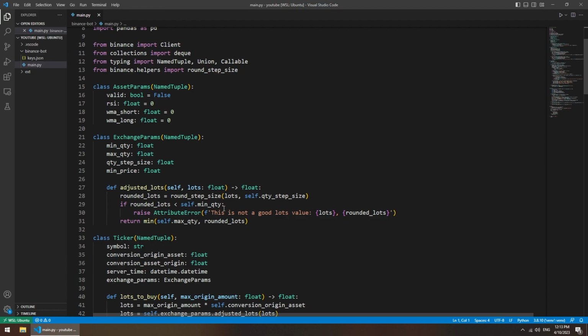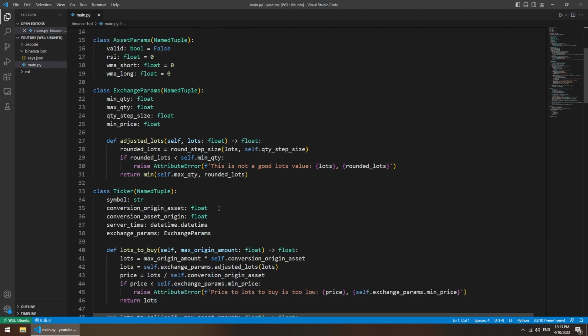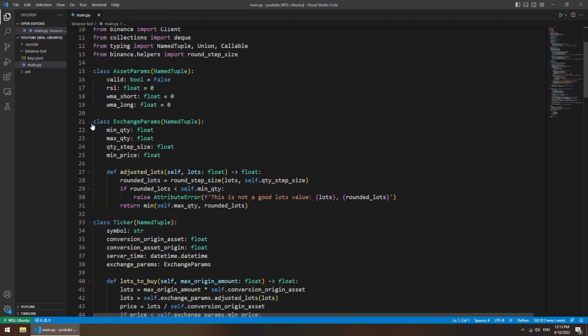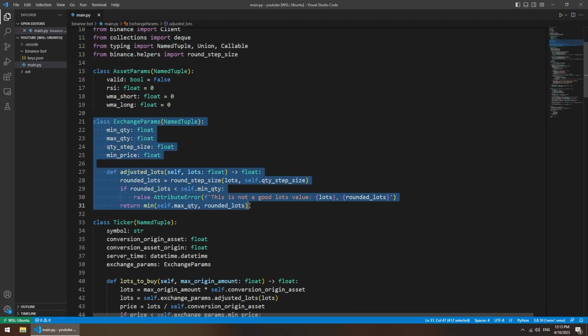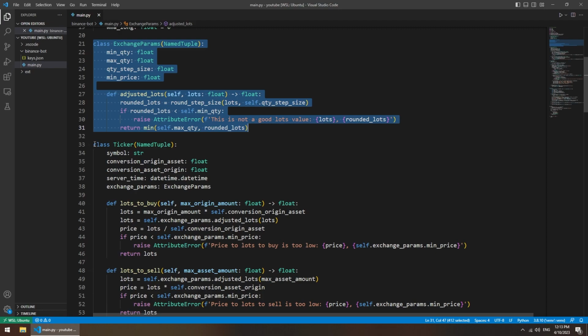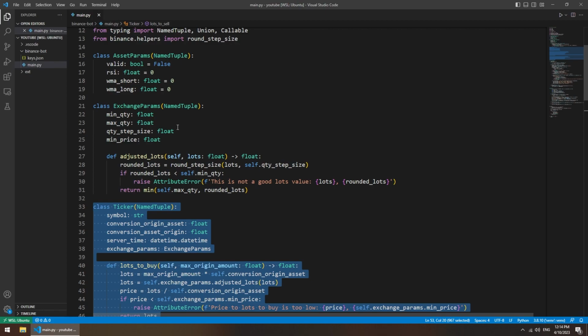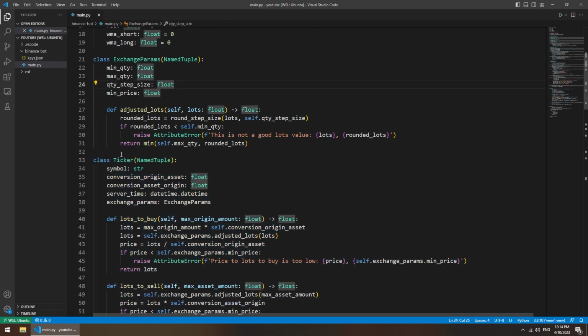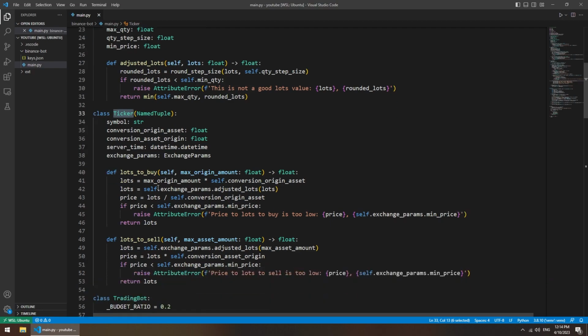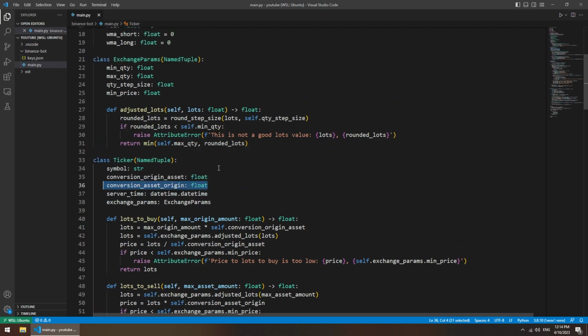But this time I will just talk about the code, since I don't want to write it while talking about it. The first class is the exchange params, and the second class is the ticker itself. So exchange params are the rules for a specific symbol, and the ticker is a more complicated object than the actual price that we had. The price is only the float value of the price, but we needed a little bit more context, so we created a class.